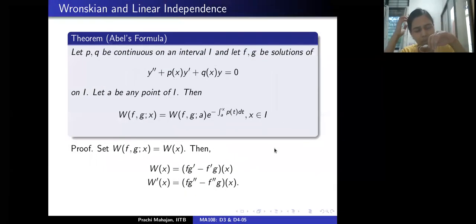All right. So I was differentiating the Wronskian. What will I get? I will get f times the second derivative of g minus the second derivative of f times g, evaluated at the point x. Correct? Yes. But what is that I know?